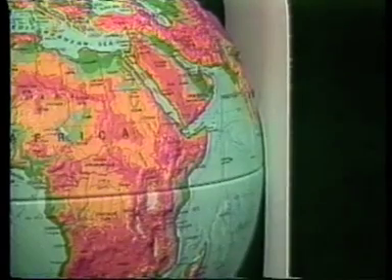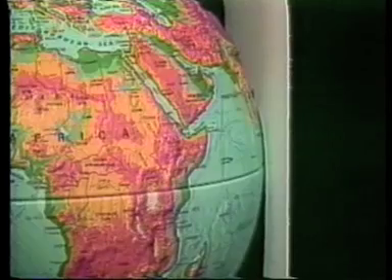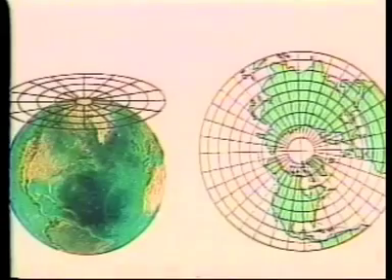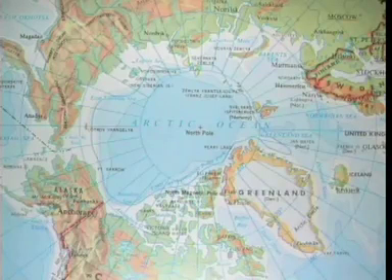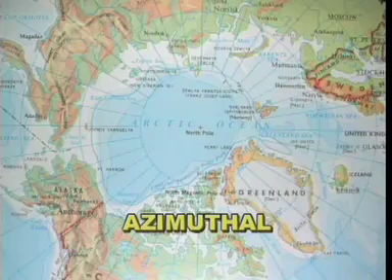One is made by projecting the surface of the Earth on a plane or flat piece of paper. The paper touches a globe at only one point. Areas near that point show little distortion. A polar map is just such a map. The technical name for this is an azimuthal projection.